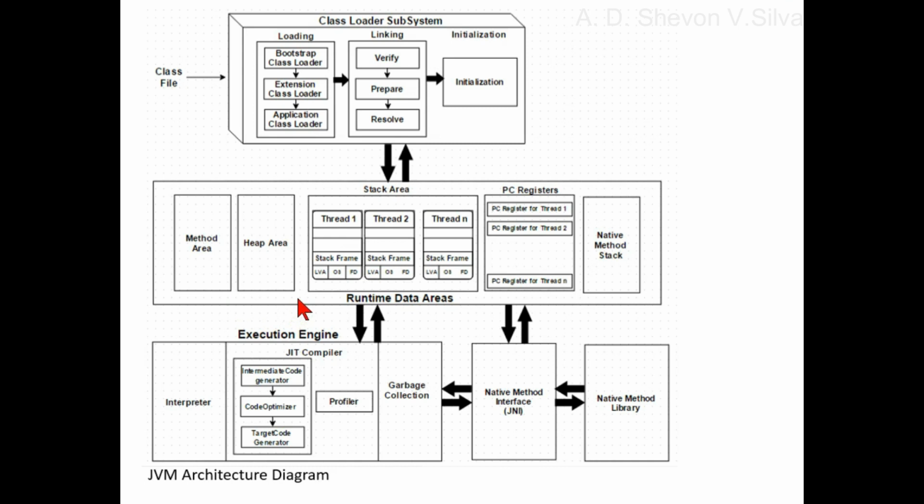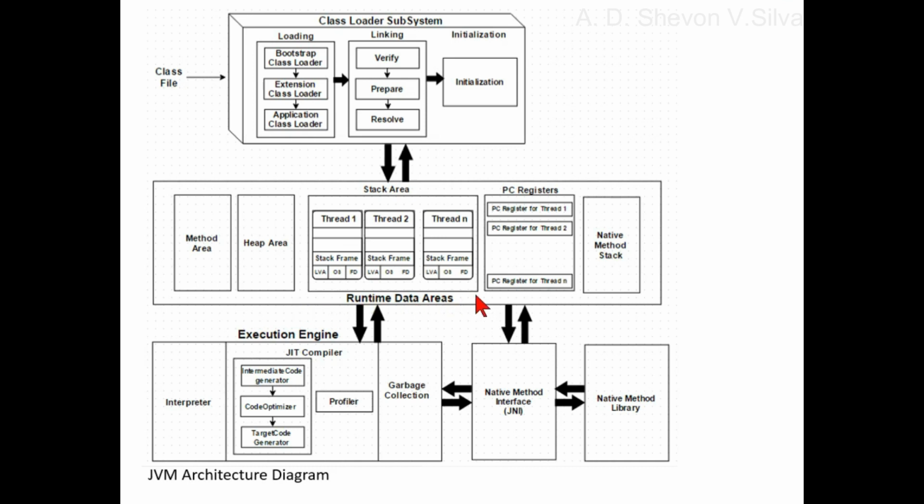Heap area. All the objects and their corresponding instance variables and arrays will be stored here. There is also one heap area per JVM. Since the method and heap areas share memory for multiple threads, the data stored is not thread safe.